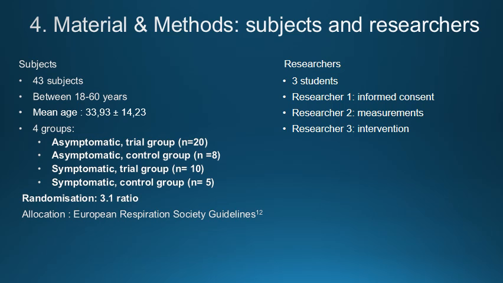Subjects were allocated in the symptomatic control and trial group according to the European Respiration Guidelines on the interpretation of spirometry measurements. The researchers were 2 female and 1 male final year students of the International Academy of Osteopathy in Ghent. Researcher 1 made sure the subjects read and signed the informed consent. Researcher 2 measured the subject's weight, height, pulmonary function and posture. Researcher 3 performed the 2 interventions. The measurements were taken before, in between and after both interventions.